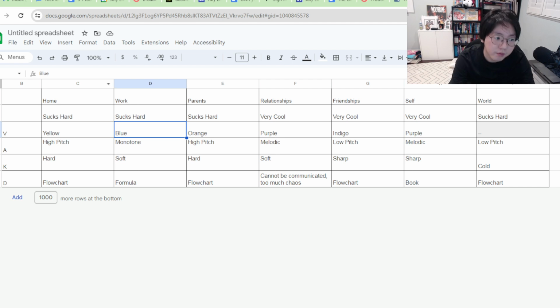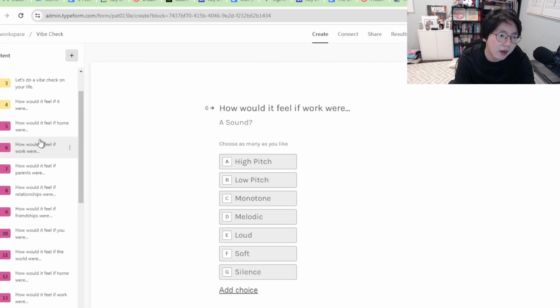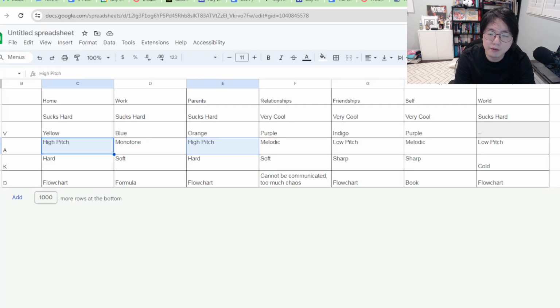Let's continue. In the audio realm, that pattern seems to continue. Home and parents are in the orange-yellow area and they're both high pitched. If home was a sound, how would it feel? I gave a bunch of options: high pitch, low pitch, monotone, melodic, loud, soft, silence.